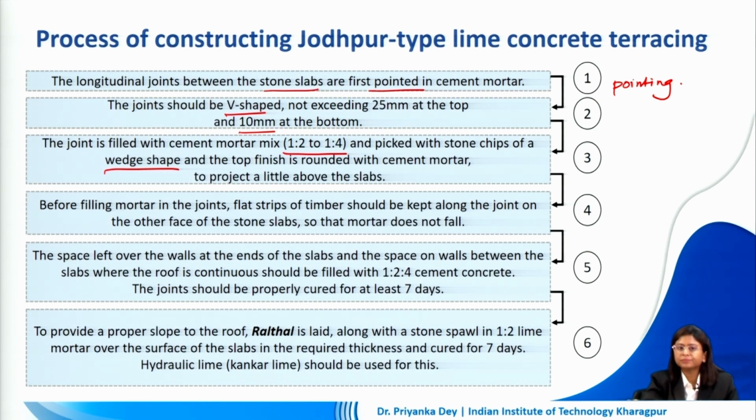In the fifth step, the space left over the wall at the end of the slabs and the space on walls between the slabs where the roof is continuous should be filled with 1:2:4 cement concrete, and the joints should be properly cured for at least 7 days. To provide a proper slope to the roof, the rultal is laid along with a stone spall in 1:2 lime mortar over the surface of the slabs in the required thickness and is cured for again 7 days. Hydraulic lime or conker lime should be used for this process.